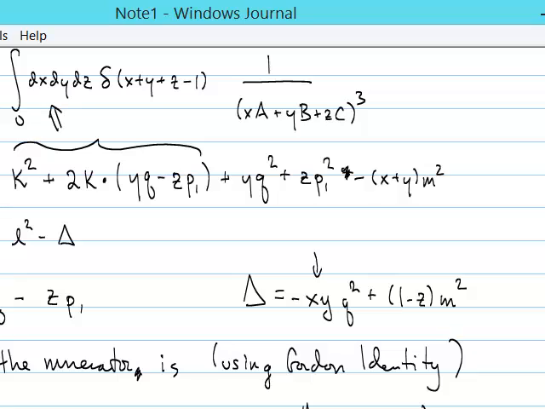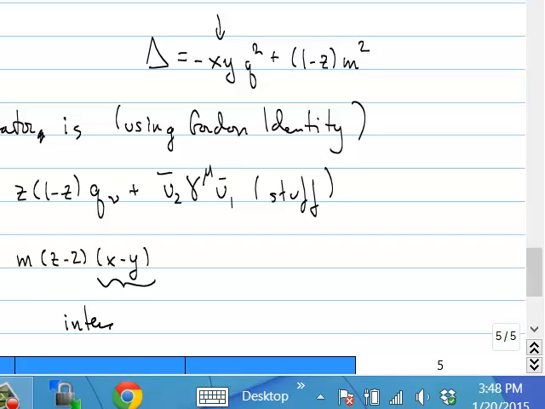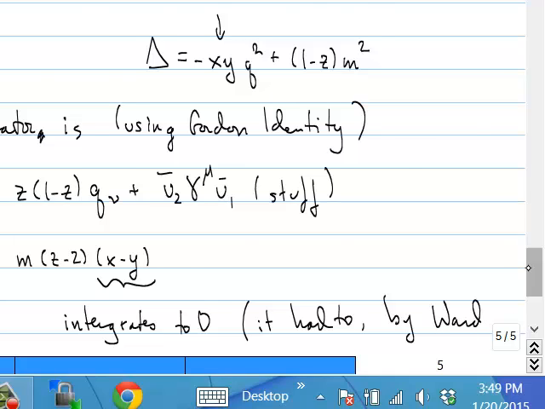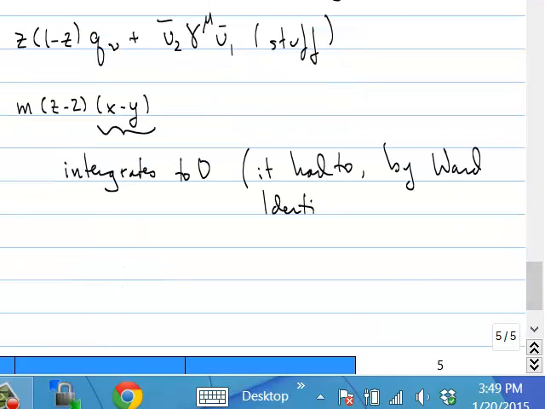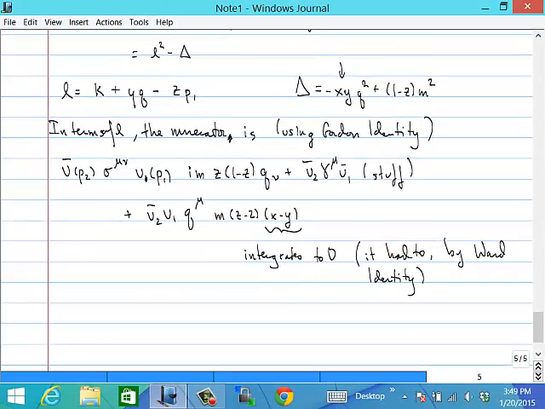So you have an integral of a symmetric integrand dx dy of x minus y, which is antisymmetric under the interchange of x and y. So this actually integrates to 0, as it had to by the Ward identity. And so what you're left with is just a contribution coming from this term to F2.